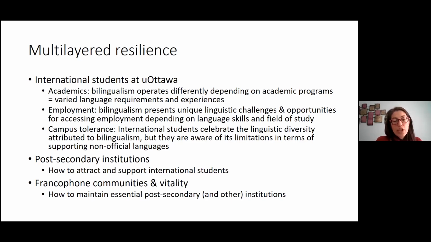But I also want to raise issues around the resilience of post-secondary institutions, particularly those who are bilingual or francophone, and their ability to attract and support international students with their diverse linguistic capital, and the fact that the need of francophone post-secondary institutions to be able to attract international students has been somewhat overlooked, and now it's coming to the fore with the impacts of COVID. Now, in addition, I would like also to raise the question of the resilience of Francophone communities and how Francophone international students have been overlooked as a potential source to maintain both the vitality of the communities, but also to guarantee the maintenance of their post-secondary institutions, among other things.